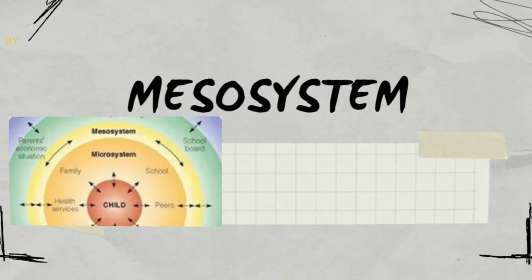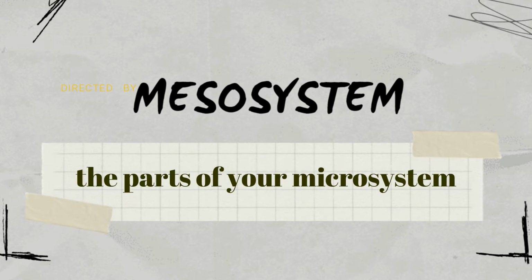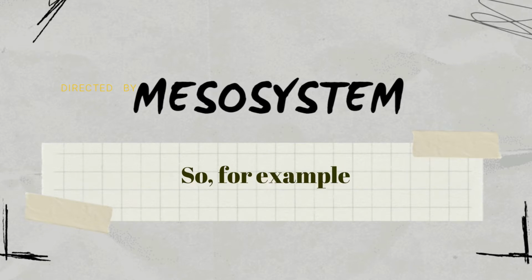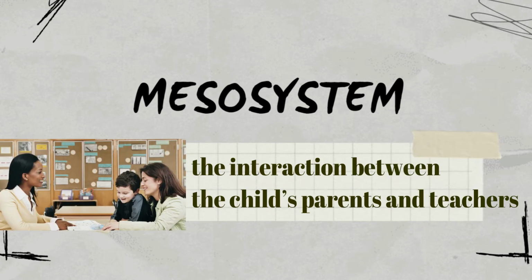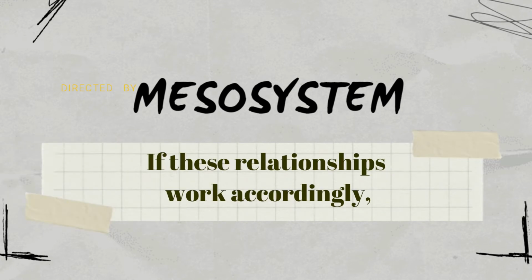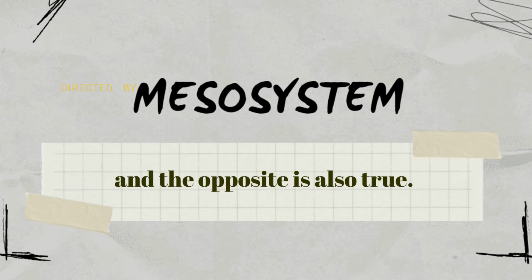The second layer is the mesosystem. The mesosystem is the interaction or the relationship between the parts of your microsystem. So for example, the relationship of the child's family and friends, or the interaction between the child's parents and teachers. If these relationships work accordingly, then we'll expect the child to develop positively, and the opposite is also true.